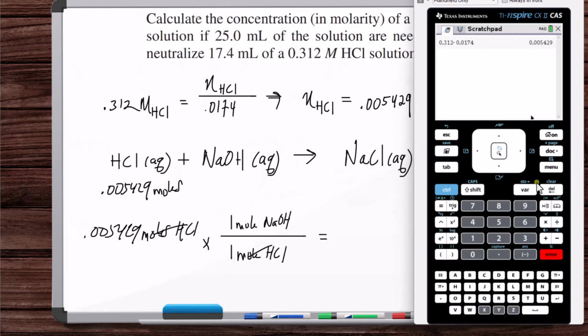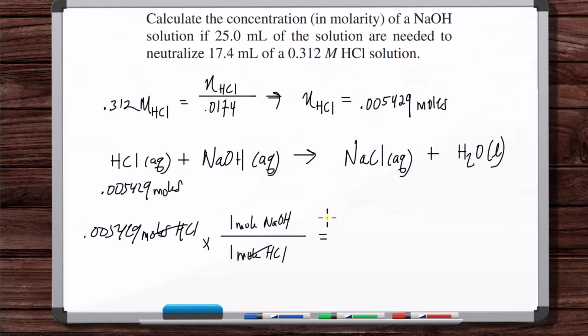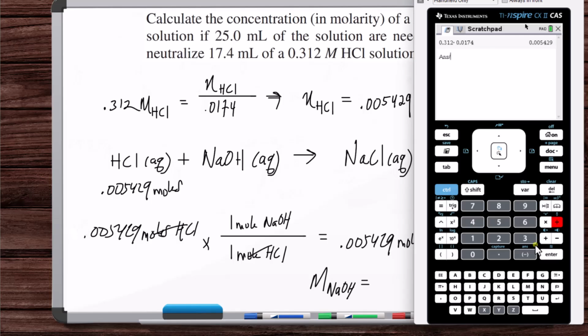So you take this, it's just 0.00. Okay, so this many moles of sodium hydroxide were involved in the titration. Well, all of this came from this volume here, this 25 milliliters. So the concentration of NaOH in the unknown solution is just take this and divide it by 0.025 liters. 0.217.